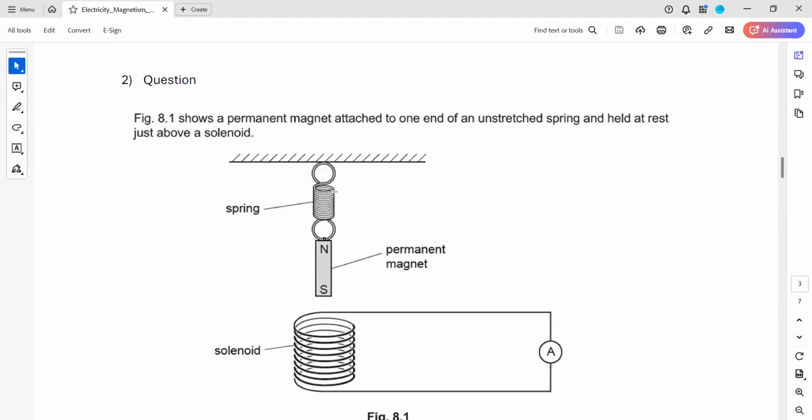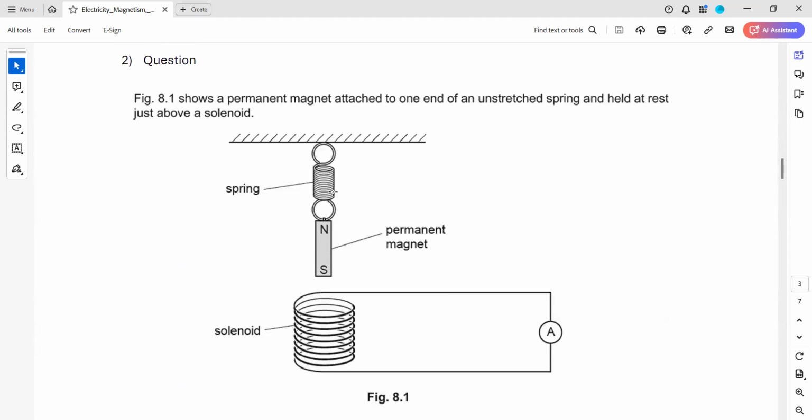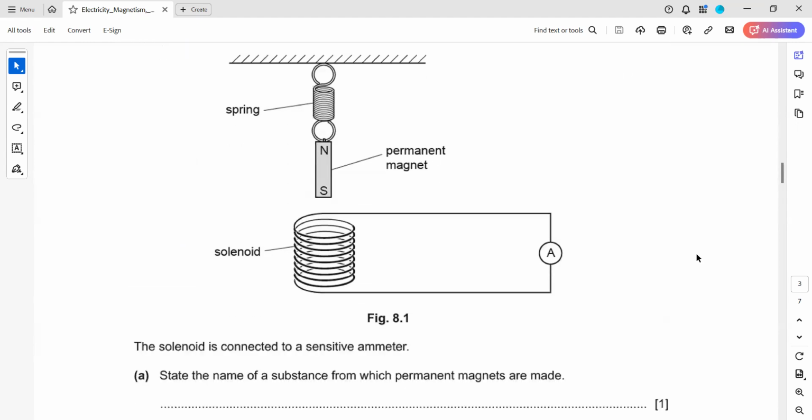This question is related to magnetism. Figure 8.1 shows a permanent magnet attached to one end of an unstretched spring and held at rest just above the solenoid. The solenoid is connected to a sensitive ammeter. State the name of a substance from which permanent magnets are made. So permanent magnets are made of steel. That's right. Steel is a hard magnetic material, so permanent magnets are made of steel.